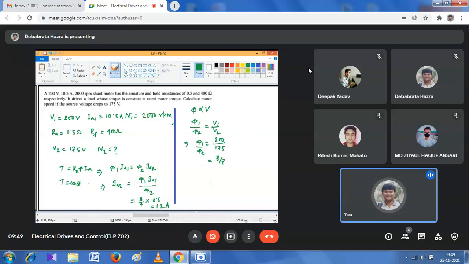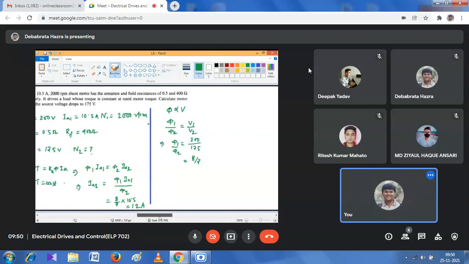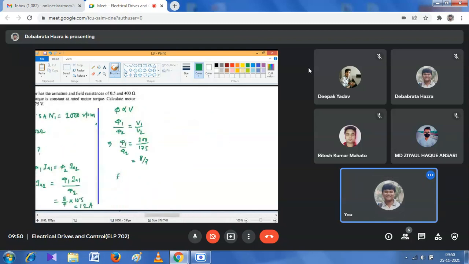Then calculate the value of E1, because we get I1 and we get I2. Now we have to calculate the value of E1, because the final formula should be, we know that E1 by E2 is equal to I1 by phi2 into N1 by N2. You can write like that.